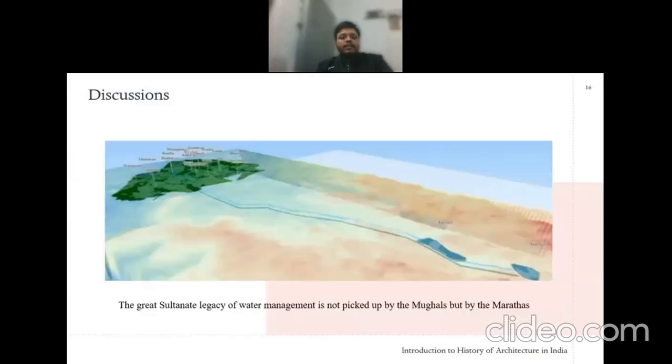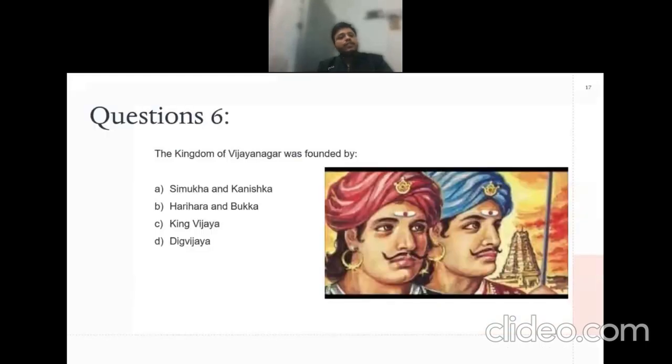Again, this was another water system. So the great Sultanate legacy of water management was not picked up by the Mughals, but by the Marathas. The Mughals didn't pick up the water management of the Sultanates, but the Marathas did pick up transferring water from higher altitude to lower altitude, and the system of qanats.